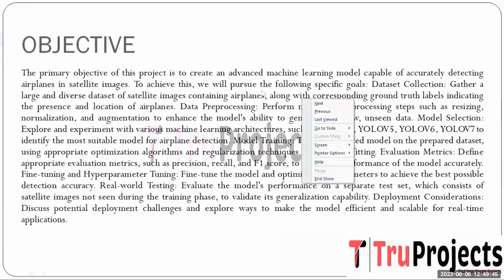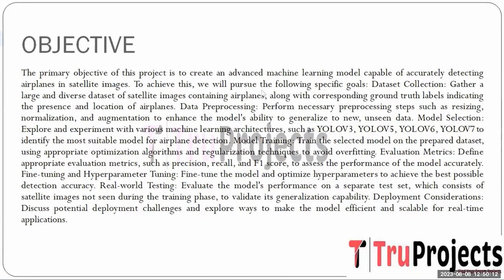This project's core objective is to develop an advanced machine learning model that can precisely identify airplanes within satellite images. This aim is achieved through a series of strategic steps. Firstly, an extensive and diverse dataset of satellite images containing airplanes is assembled, accompanied by accurate labels indicating the airplane presence and location.